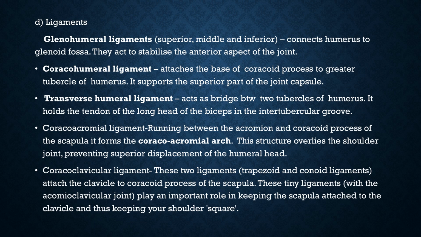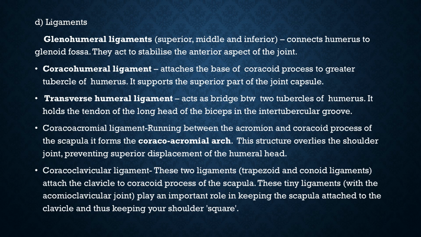Coming to the ligaments of the joint. Ligaments play a very important role in stability of a joint. What is a ligament? Firstly, a ligament is a band of tense connective tissue that joins two bones and helps in the formation of a joint, right?